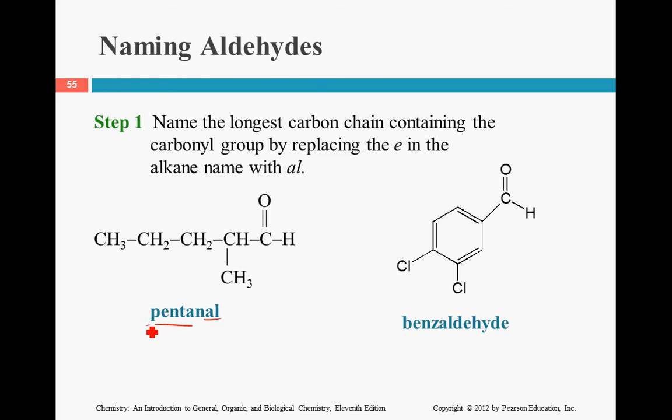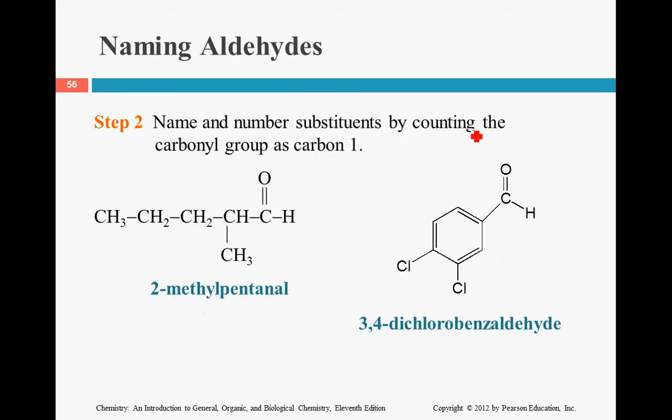Pentanal, because there's 5. Benzaldehyde, because it's benzene with an aldehyde. 2-methyl, because we start counting at the oxygen. 1, 2. 3, 4 dichloro, because we start counting at the aldehyde. 1, 2, 3, 4.